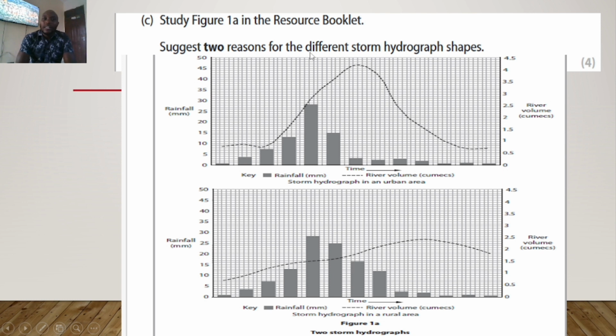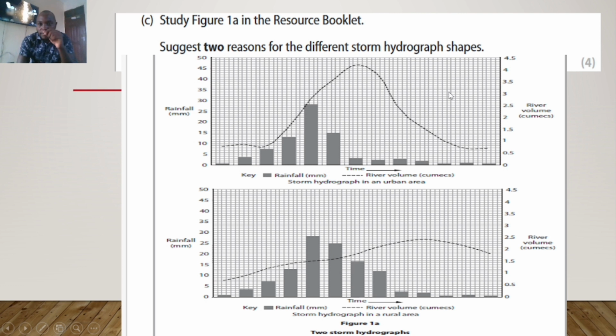Now, why are they different? Look at this. What is different here? Look at this and look at this. The rainfall is almost the same. But when you look at the volume of water in the urban area, it is different. Here, the volume of water has risen very fast, and it has gone so high.